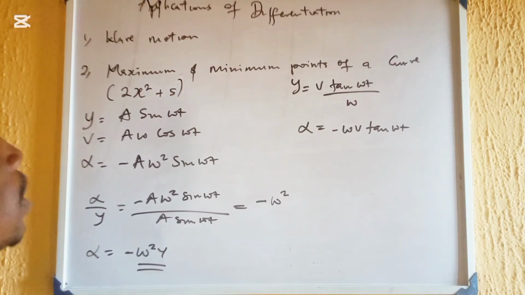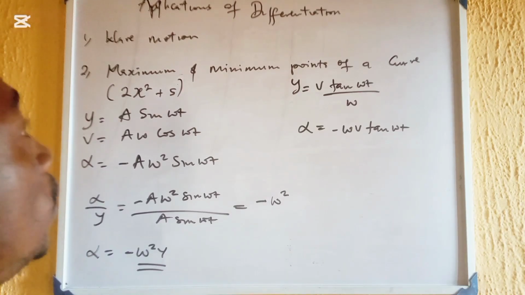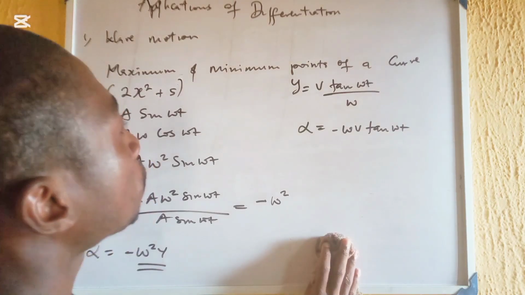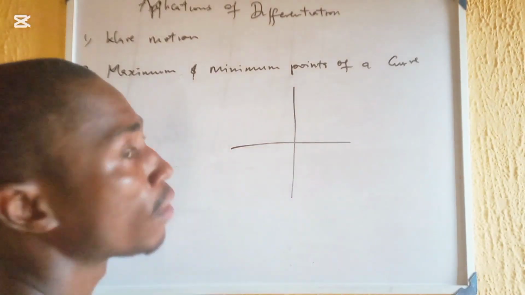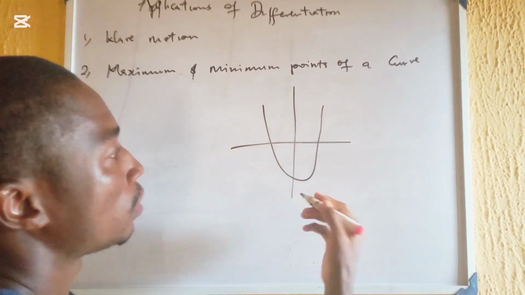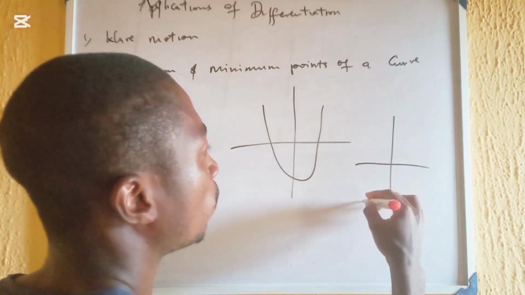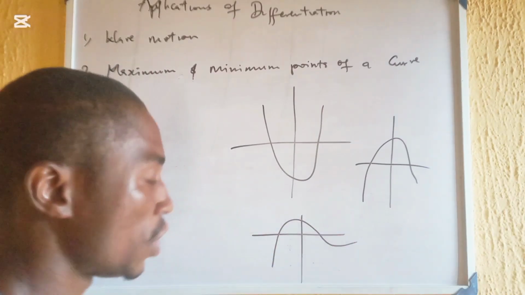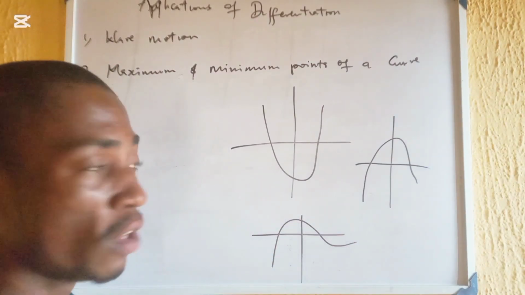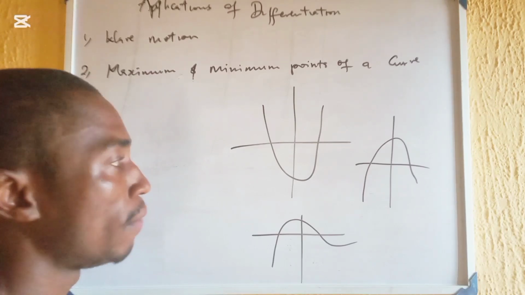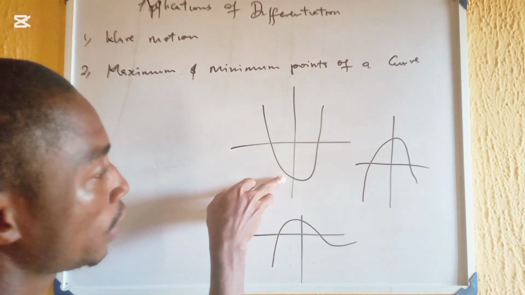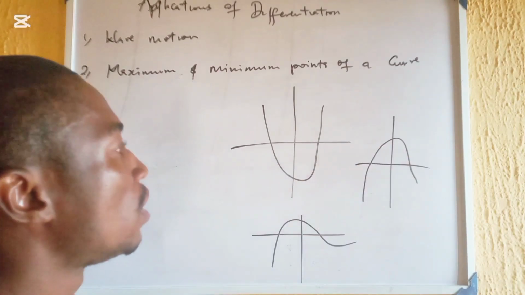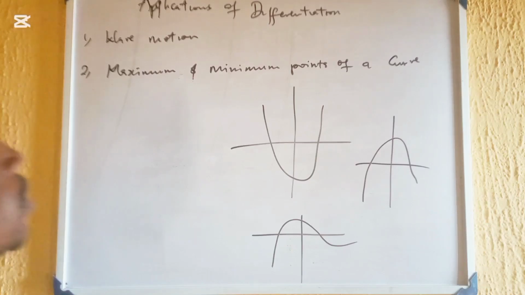Now let's look at the second application of differentiation, that's maximum and minimum points of a curve. Assuming you have a graph, a curve can be like this, also a curve can be like this, also a curve can be like this, whichever one. But irrespective of the shape of the curve, we usually have maximum and minimum points. Now look at here, here is a minimum point, whereas here is a maximum point. So how do we get it using differentiation?